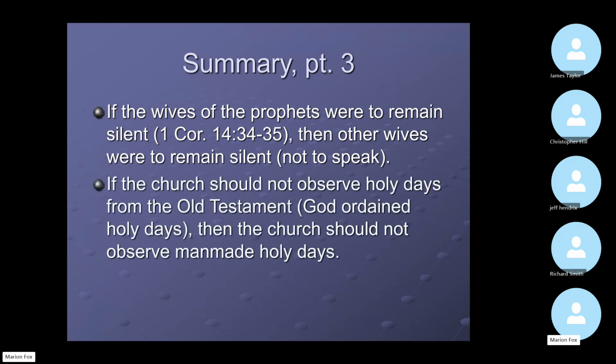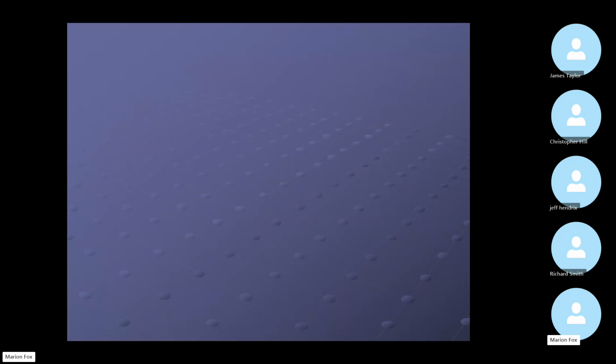Okay? If the church should not observe holy days from the Old Testament, which God ordained, then the church should not observe man-made holy days. Which is greater, God-ordained holy days or man-made? Well, God-ordained holy days are greater than man-ordained holy days. Again, this is our basic reasoning from our a fortiori arguments. We'll have one more week of this. Are there questions or comments?